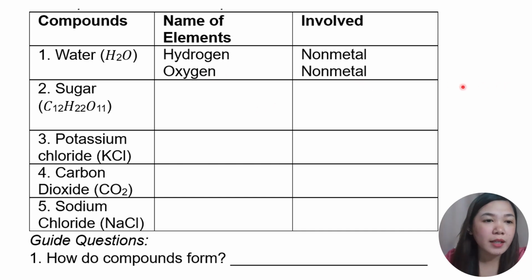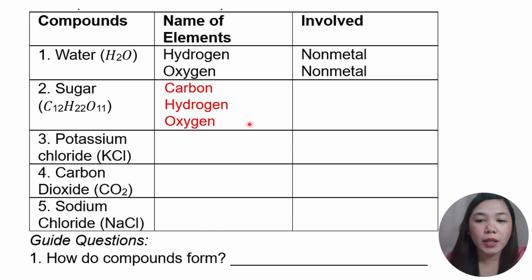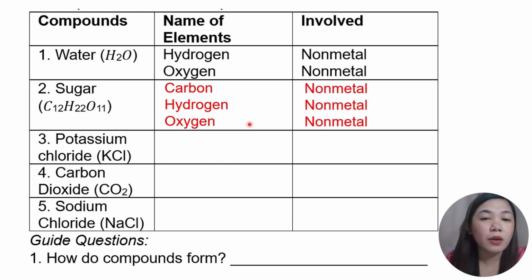To continue with the next, number 2, the sugar. The chemical formula of sugar is C12H22O11. So these are the elements that are present in the compound sugar. We have C for carbon, H for hydrogen, and then O for oxygen. And as you look into your periodic table again, we'll be able to identify also that all of them belong to the non-metal group.